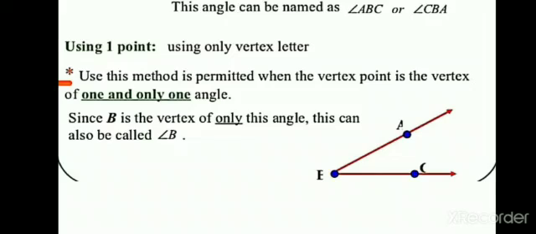Next, using 1 point, using only the vertex letter. Earlier we used 3 points, that is angle ABC or angle CBA, but here we do not use 3 points, we only use 1 point, that is angle B. The point which is on the vertex, the meeting point of the two rays, is represented as the angle, that is angle B. Since B is on the vertex of the angle, this can be called angle B.